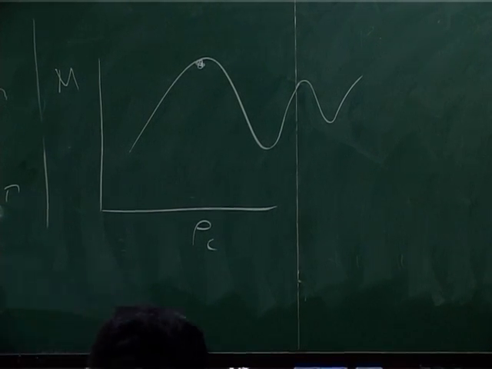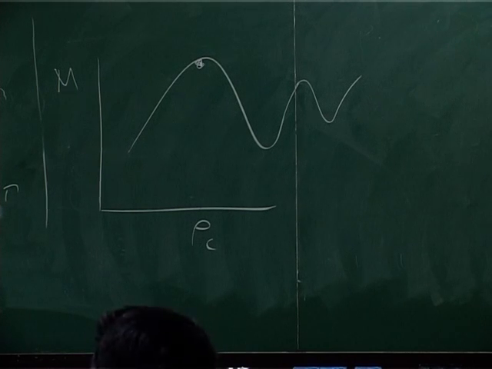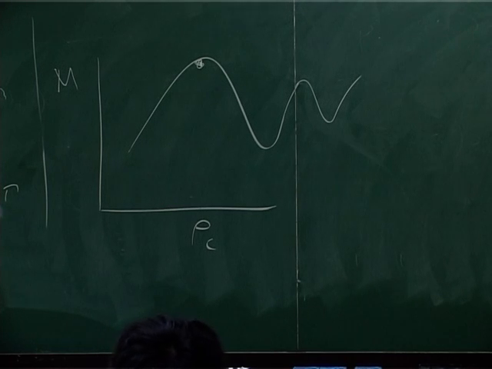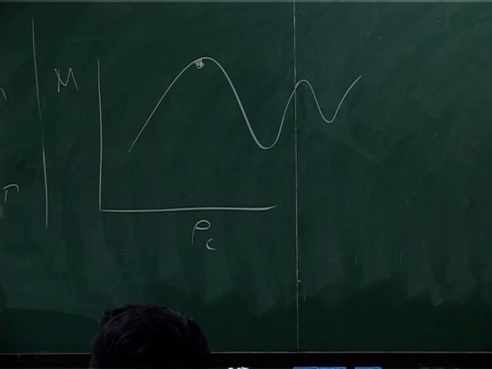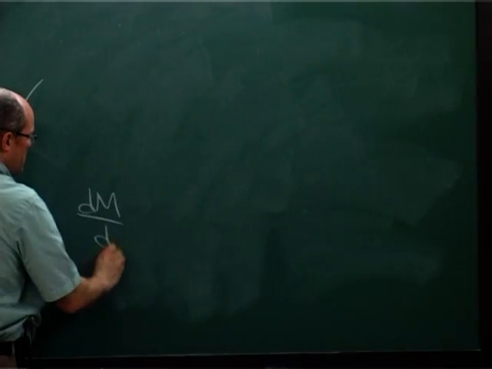Remember when we wrote down the form of the metric, which I've erased, I assumed that it was static. There was no dynamics in time. And so this just tells me that I have a solution that's there. A different question is whether or not the solution is stable. And there's a very simple stability test that you can do, and that is to look at the derivative dM/dρc.